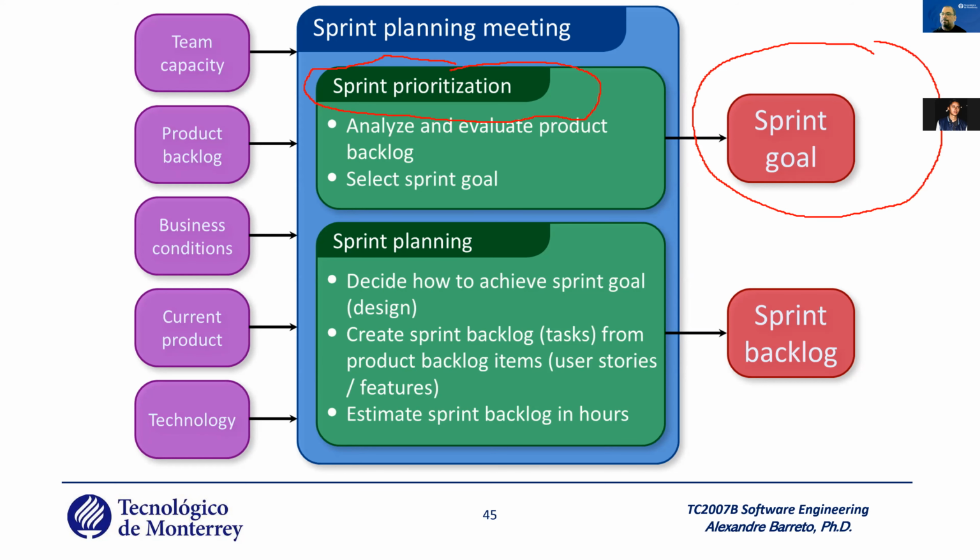With the sprint goal, we start planning the sprint. You decide how to achieve the sprint goal. In other words, you define the required tasks that you need to implement to achieve the sprint goal. Create the sprint backlog, the list of tasks from the product backlog items, the user stories. And estimate how many hours are required to accomplish the sprint backlog. What is the input? The capacity of the team that you have, the product backlog, the business conditions, the current product, and the technology.